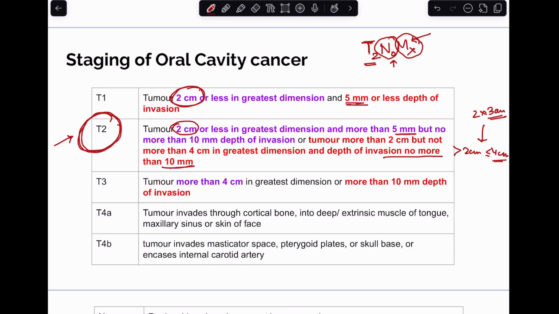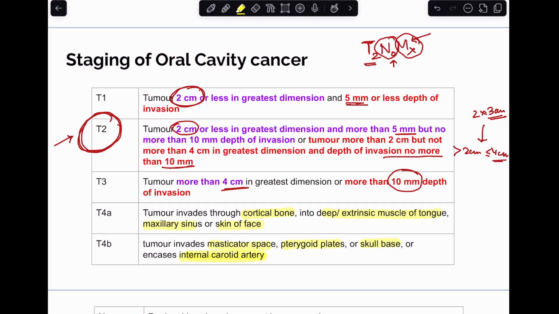T3 is when the tumor is more than 4 centimeter in greatest dimension or more than 10 millimeter in depth of invasion. T4A is when it has invaded through the cortical bone into the deep or extrinsic muscle of the tongue, maxillary sinus, or the skin of face. And T4B is when it is invading the masticator space, pterygoid plates, the skull base, or it is encasing the internal carotid artery. So this is our T staging for oral cavity cancer.